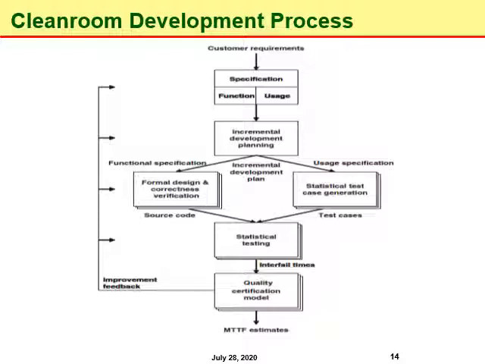The previously created test cases are then run against the system, and the results are checked for correctness against the functional specification. The elapsed time between failures is measured and passed to a quality certification model which computes the objective statistical measures of quality, such as mean time to failure, etc. So all the errors found during testing are returned to the development team for correction.